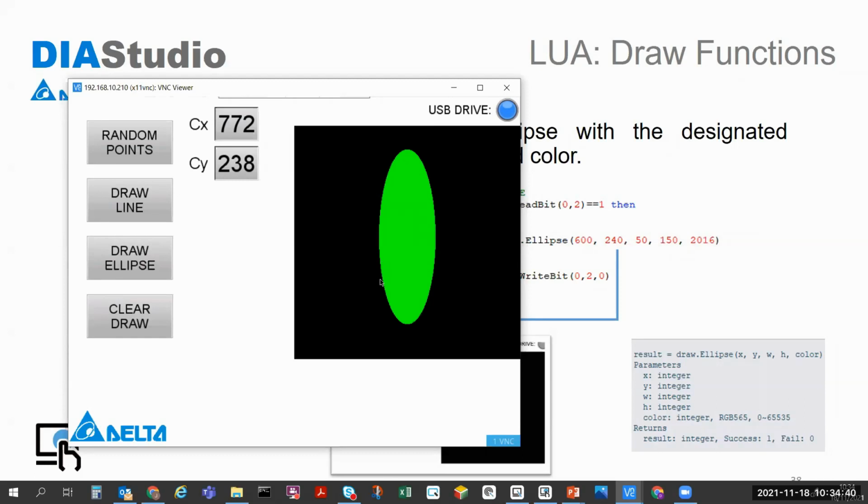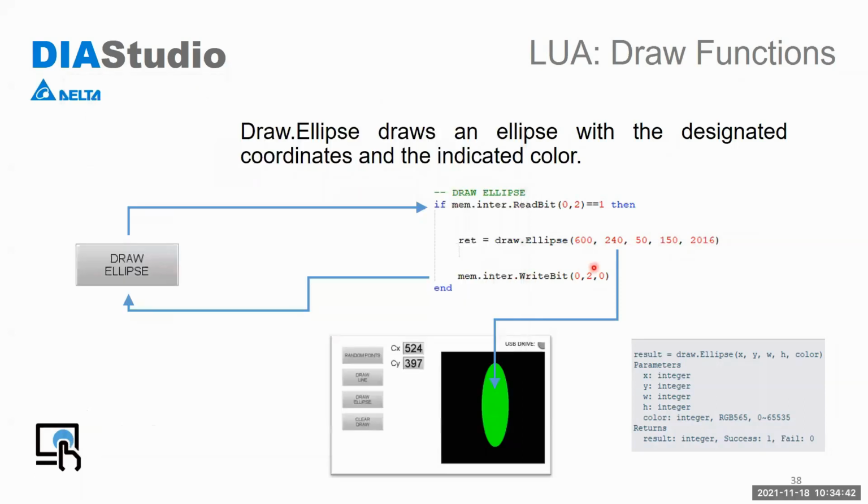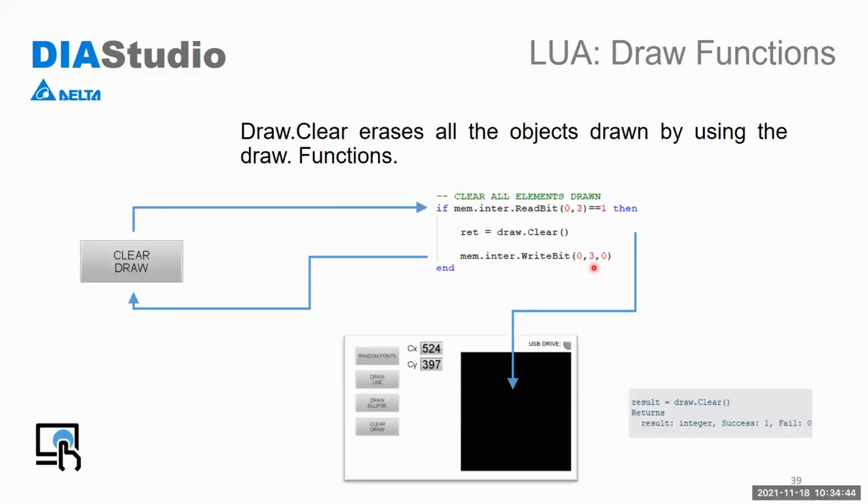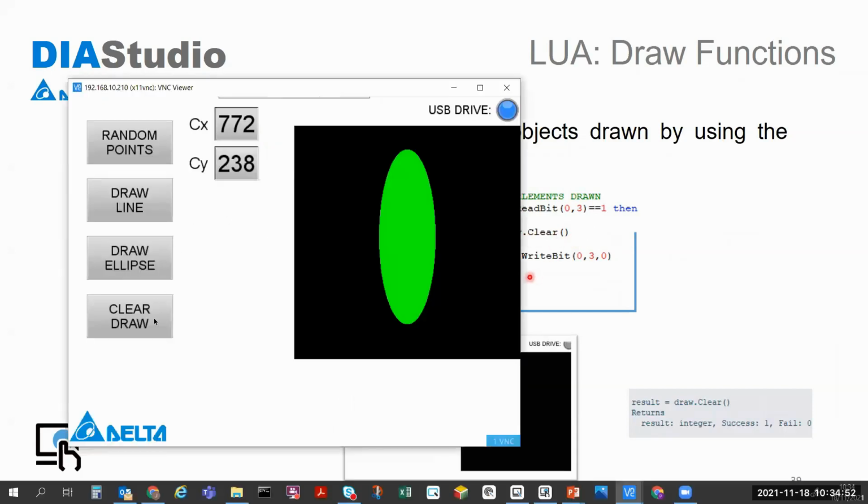And the last is clear. Just simply call draw dot clear without any argument, and automatically whatever you have written is cleared, and you can start to paint new objects in your HMI screen.